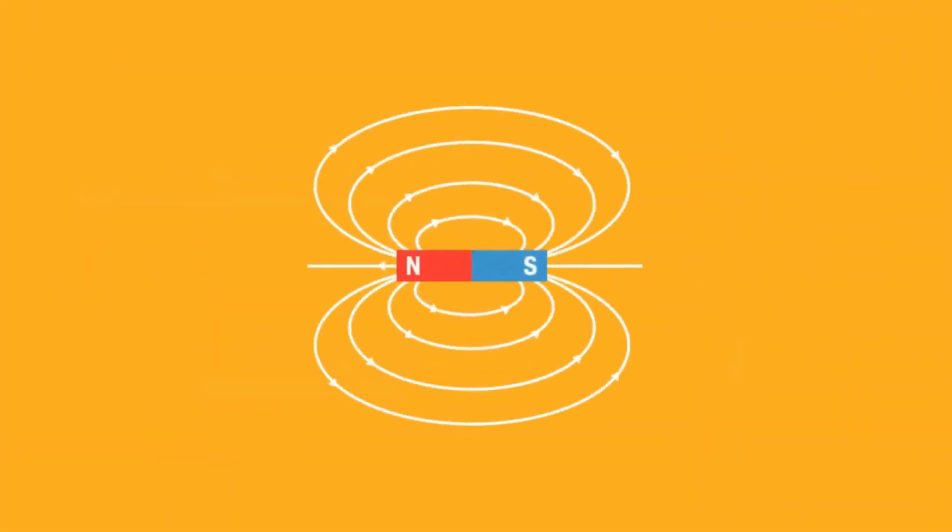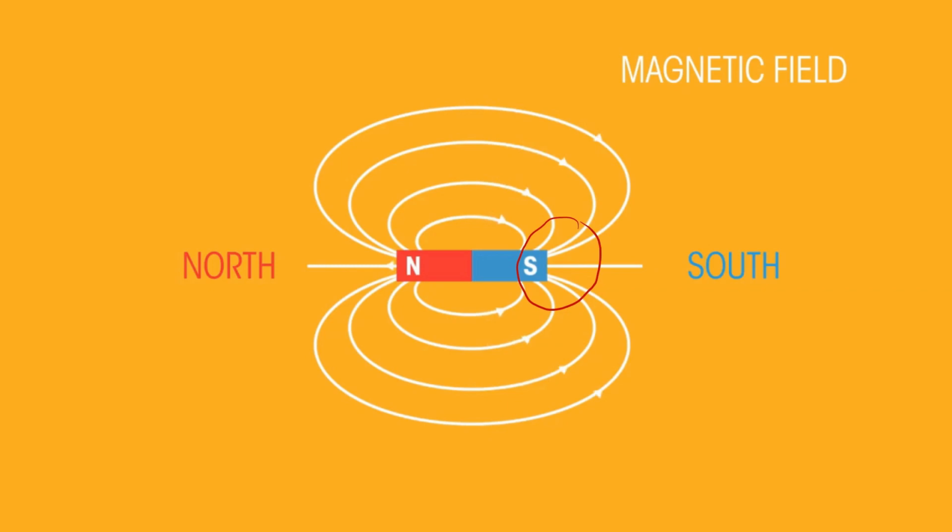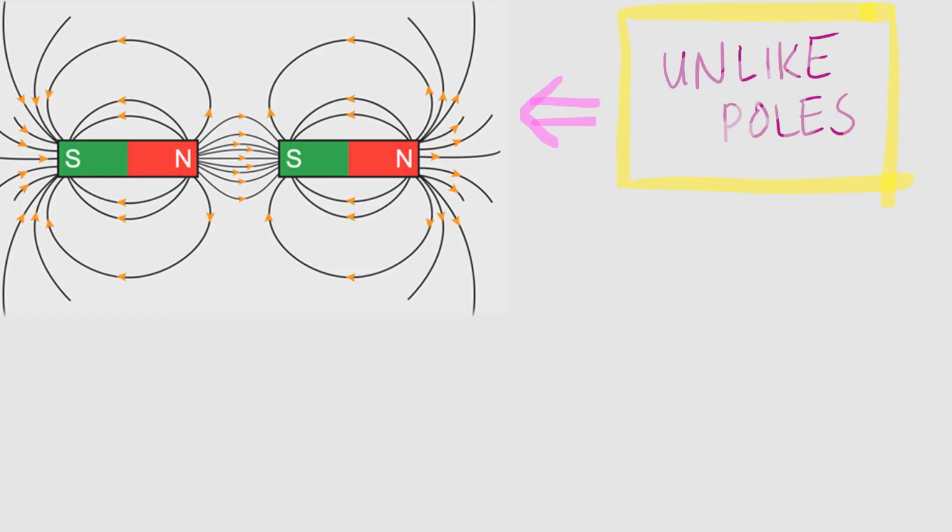The field line will always form a closed loop and the direction is pointing away from north towards the south. Closer magnetic field lines at the poles of the bar magnet indicate a stronger magnetic field, and the field lines will never intersect with one another. When two unlike poles are brought together, the magnetic field lines join together and become denser between the poles. They will be attracted towards each other.